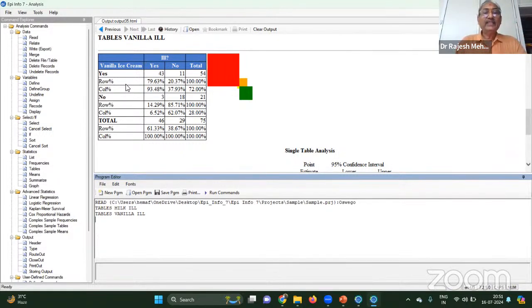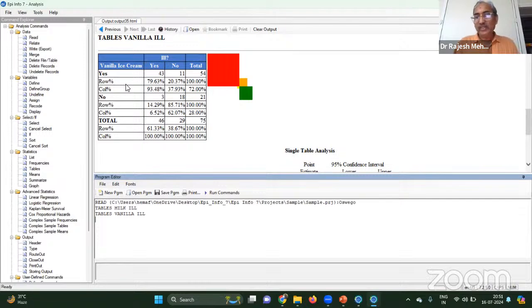If you look at this, vanilla taken and not taken, how many fell ill? You call it a cohort study. But if you go for this table, sickness yes and no, and in that how many were exposed to vanilla, that becomes a case control study. Although these are cross-sectional data, it depends on how you look at the data. While if vanilla was not taken, only 14% were sick.